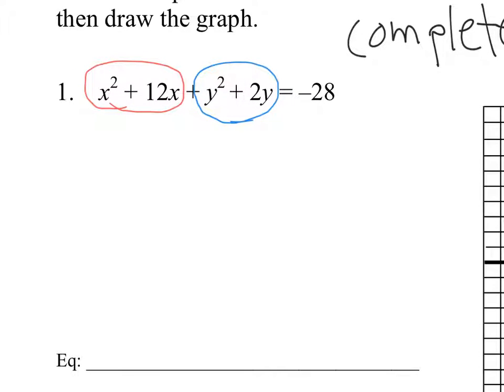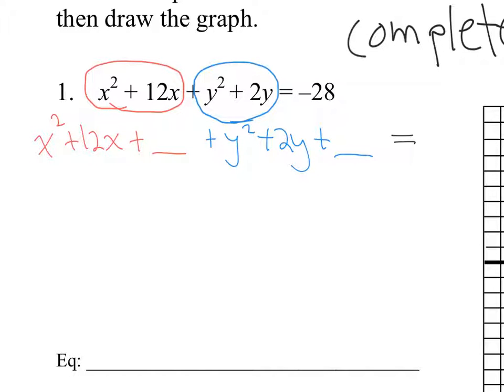Okay, so I'll start with the x's in red here. I'm going to do x squared plus 12x, and then I need to add some number. And then I'm going to do the same thing for the y, so plus y squared plus 2y plus some number. That is going to equal negative 28.